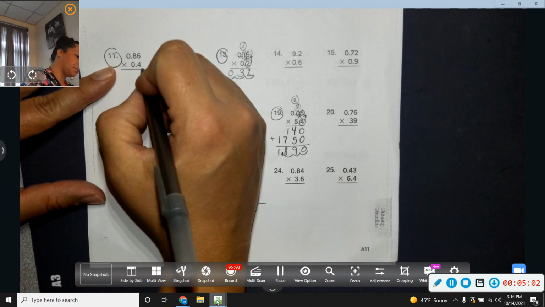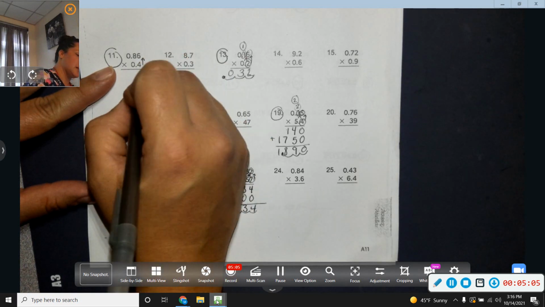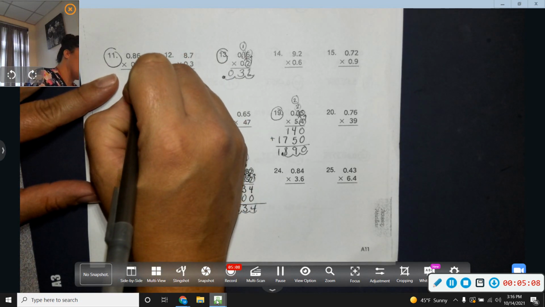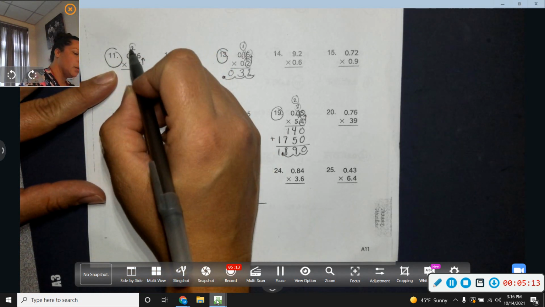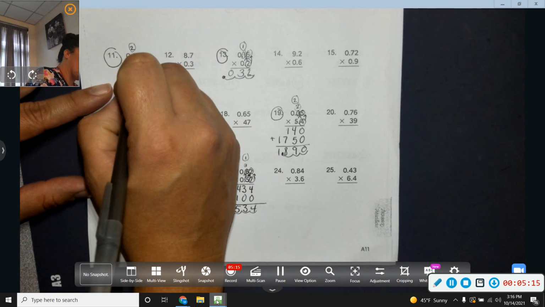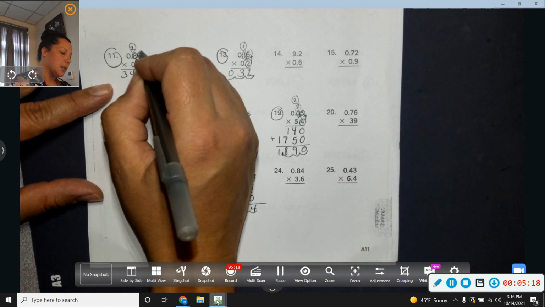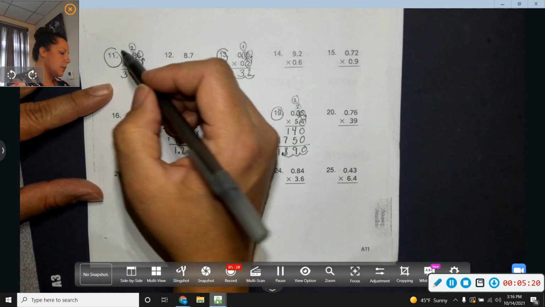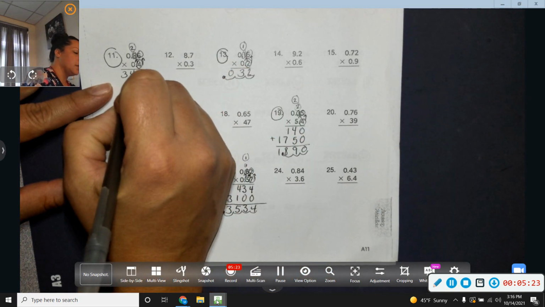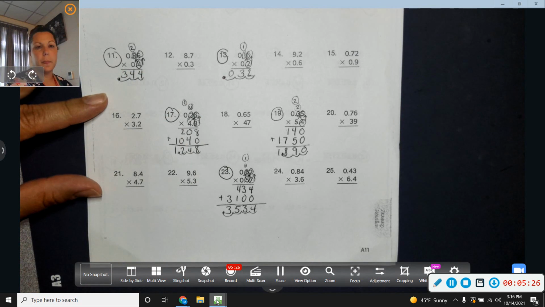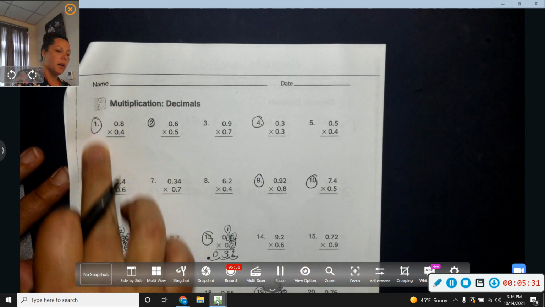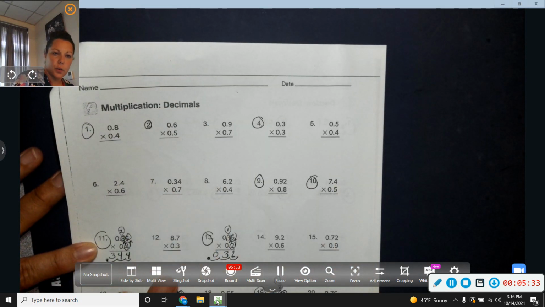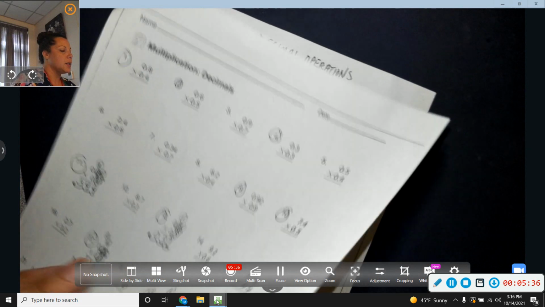Okay? Let's try 11. 4 times 6, 6 times 4, 24. 4 times 8 is 32, plus 2 is 34. How many digits? Behind my decimal, 1, 2, 3, 1, 2, 3. Okay? So you should be able to do these ones up here following kind of the rule of what I've done down there. So I'm going to flip over to division.